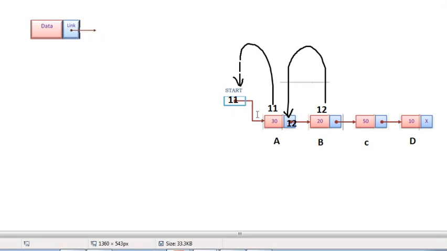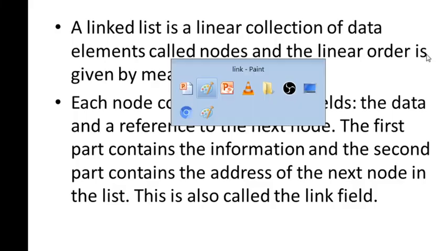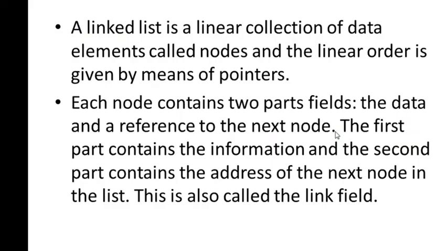So a linked list is a linear collection of data elements called nodes. This is one node, this is another node, and this is another node. The linear order is given by means of pointers. By means of pointers, the address is stored in the link field. This address is stored in this link field, and this address is stored in this link field. So this is a linked list.